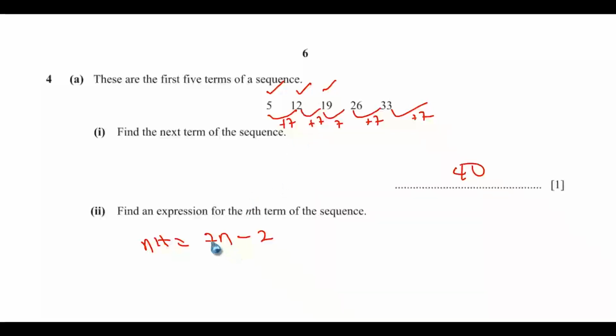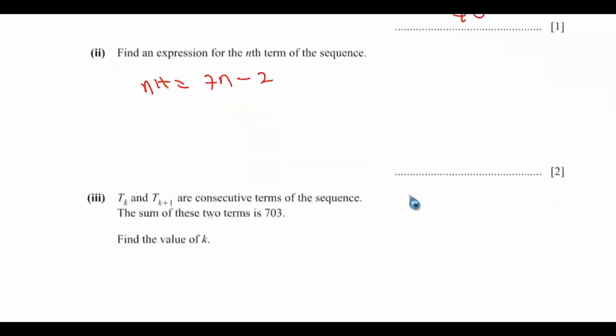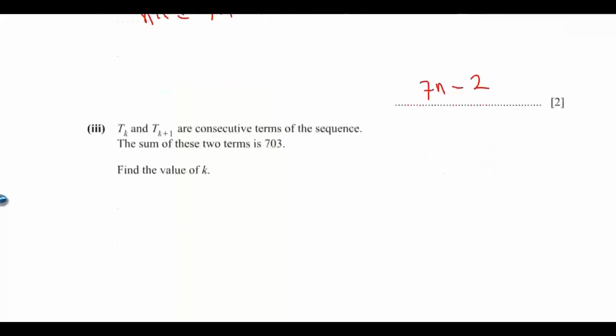That is when the nth term will be good for this sequence, right? So let's check now. When n is 1, 7 times 1, 7. Okay, 7 minus 2, you have 5. When n is 2, 7 times 2, 14. 14 minus 2, you have 12. So this is the nth term. So we have 7n minus 2.